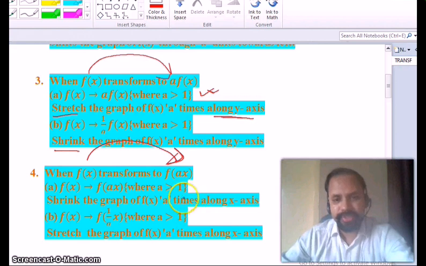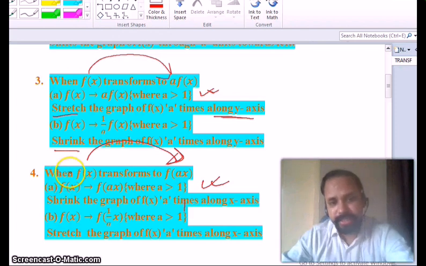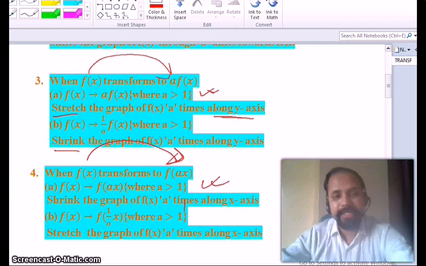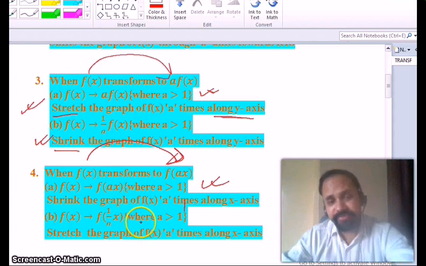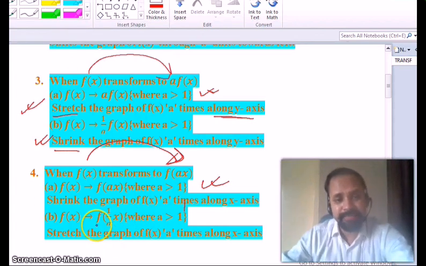So first let's come to this one. If we go from f of x to f of a x, that means we have to multiply by a inside the function. Then what happened to this graph? If we multiply outside of f of x, then this graph stretches a units and shrinks a units along the y axis. If we multiply by a within the function, that is f of x to f of a x, then it is just the reverse.